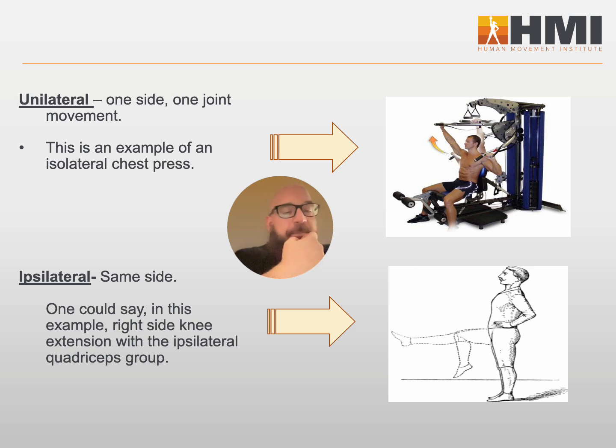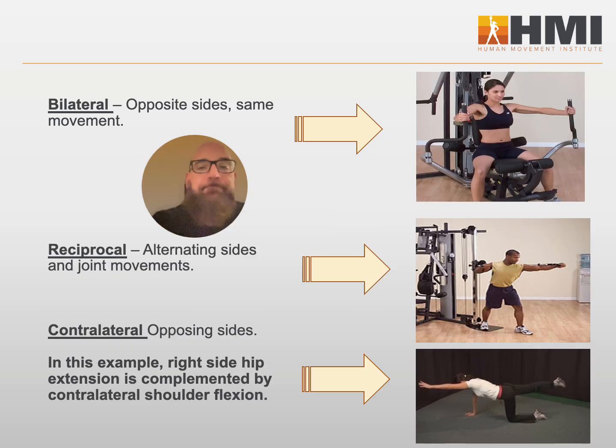Ipsilateral is going to be the same side. So you're going to see this olden-timey gentleman here. He's doing knee extension with hip flexion, and then he'd go into hip extension and knee flexion to bring his leg down, the same movements on the same side. We have bilateral, basically using two appendages at the same time in the same way.